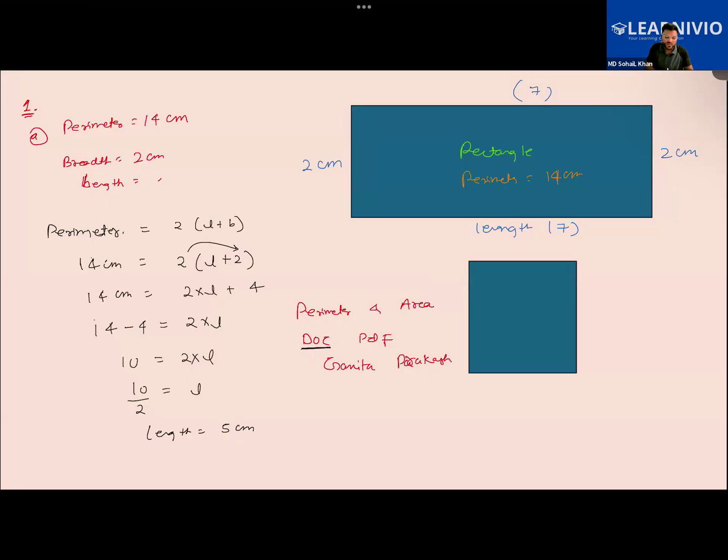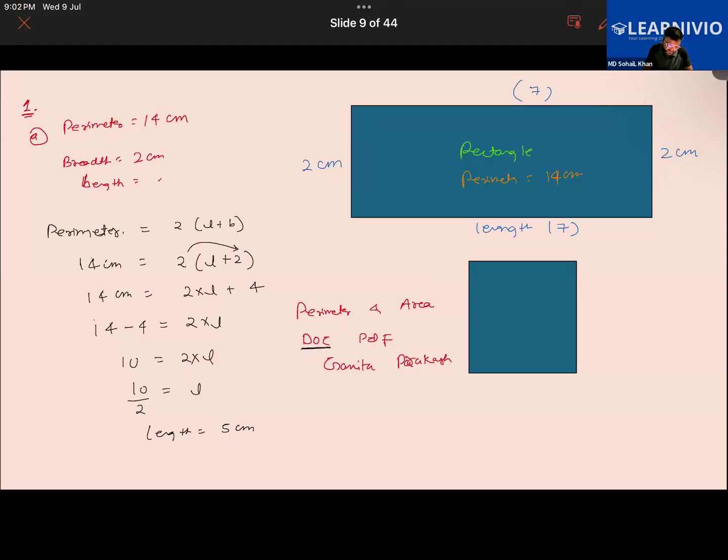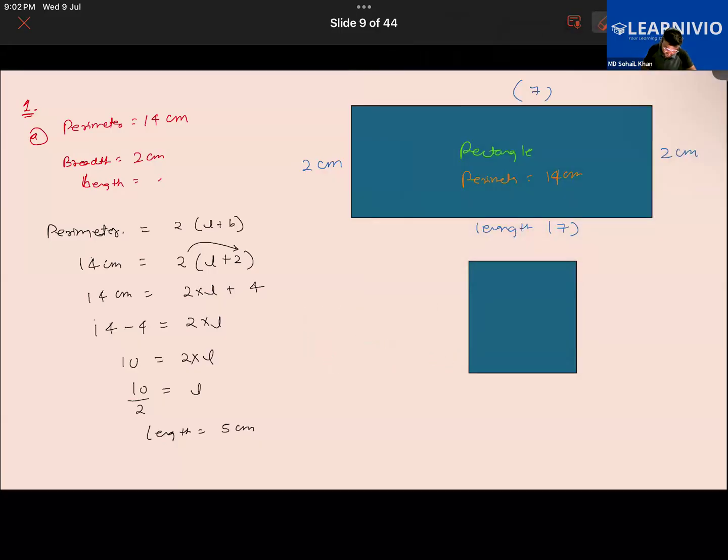Okay. Now, look at the other question in the same one. You guys keep writing down the solutions also. Now, in the second question, the perimeter of the square is given as 20 centimeter. Now we need to find the length of the side. What will be the length of the side?